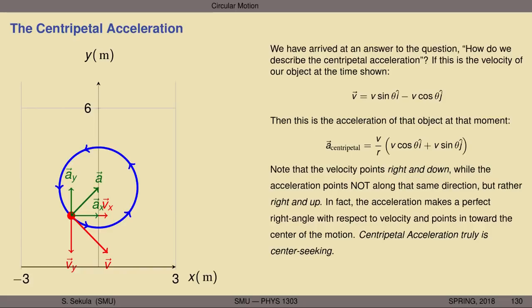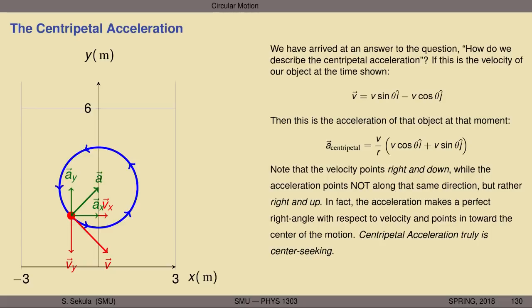Now, it's got components, of course. It's got a horizontal component, which happens to coincide with Vx in this case, but it's got a vertical component that points exactly in the opposite direction of Vy, and that's what flips the direction of the acceleration toward the center of the motion.